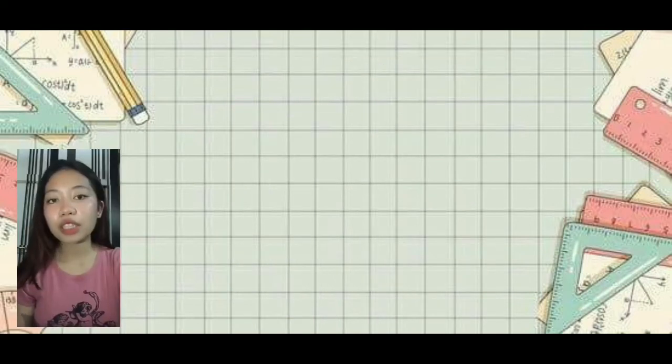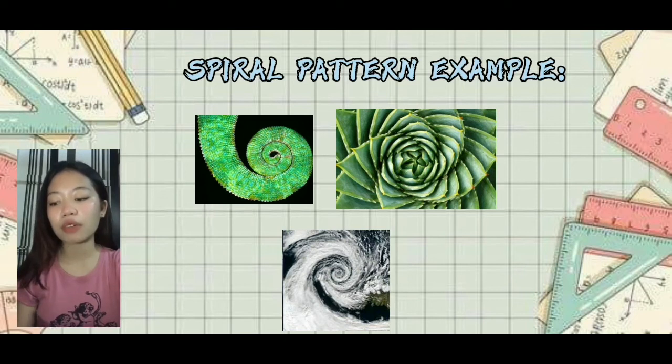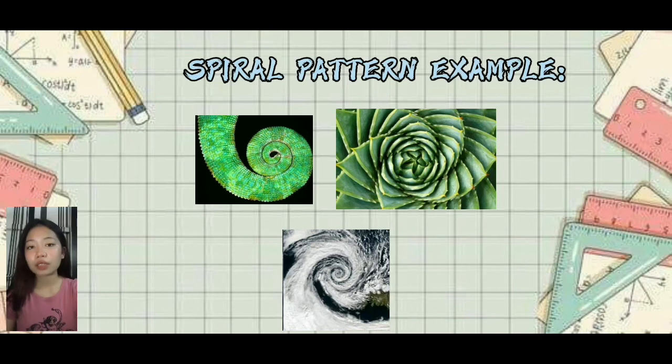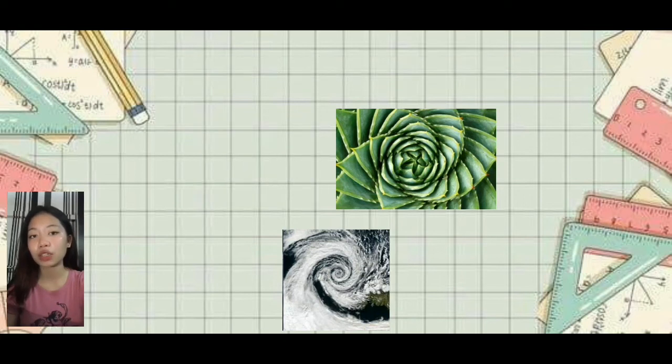The next pattern is the spiral pattern. A spiral pattern is defined as a pattern that focuses on a certain point with a series of circular shapes that revolve around it. Notice that some of the examples presented are from the natural environment. The reason why plants use a spiral form, like the plant presented here, is because they are constantly trying to grow but stay secure.